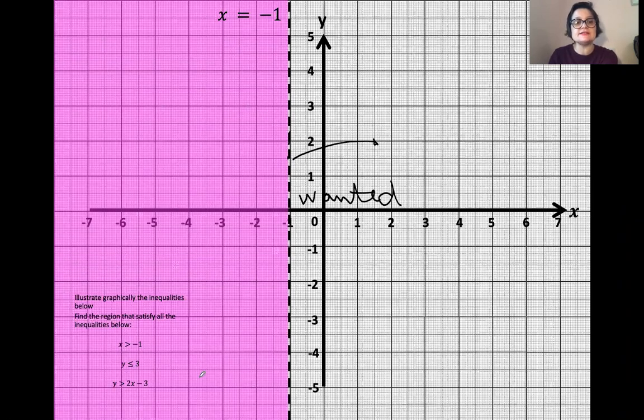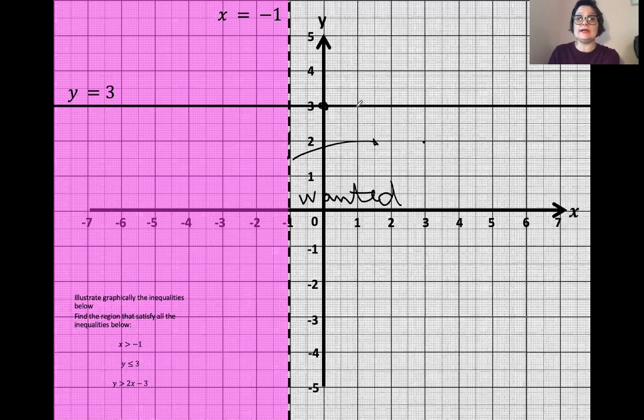Next one will be y smaller and equal than 3. So plot 3, smaller and equal, so it's going to be a solid line. It's this one here. Now, smaller and equal to 3, so all the points below the line. If you take this point here, y is smaller than 3. If you take this point in this region, y is smaller than 3. A point on the line is equal to 3. So all this region below the line is going to be the wanted area.